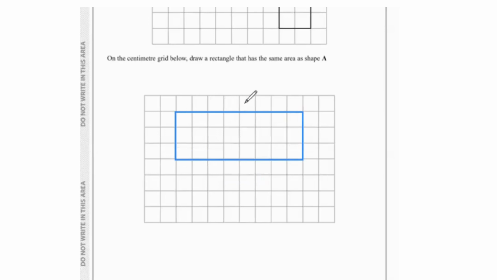1, 2, 3, 4, 5, 6, 7, 8. So 1, 2, 3, ... 24. So they haven't put a restriction on us. The only restriction is that the shape needs to have the same area as shape A.